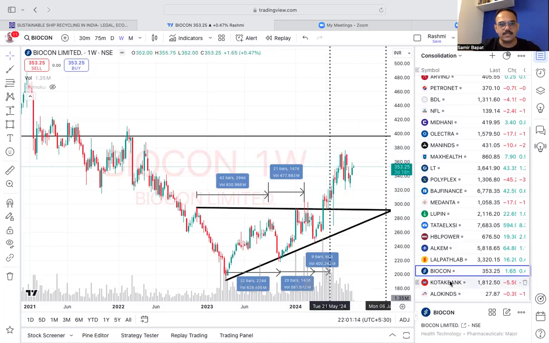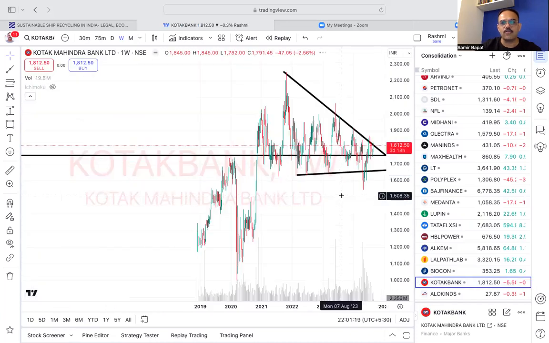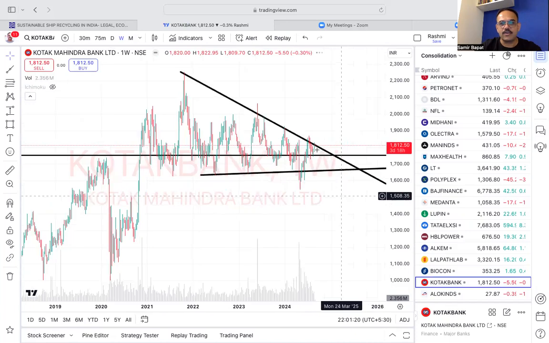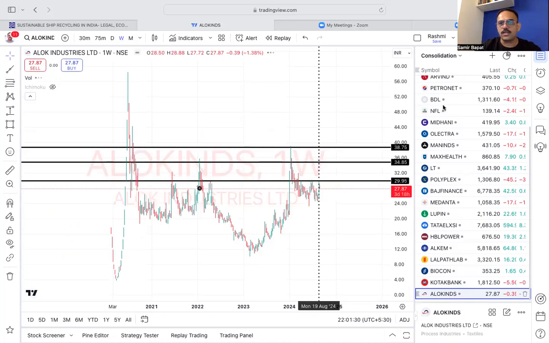Kotak Bank, let's see if it is a triangle. It's a huge triangle. Still the breakout has not happened. If the breakout happens, then it is likely to go till here. So right now the breakout has not happened. This is under observation. Alok Industries, no. Okay, let's say Pidilite.